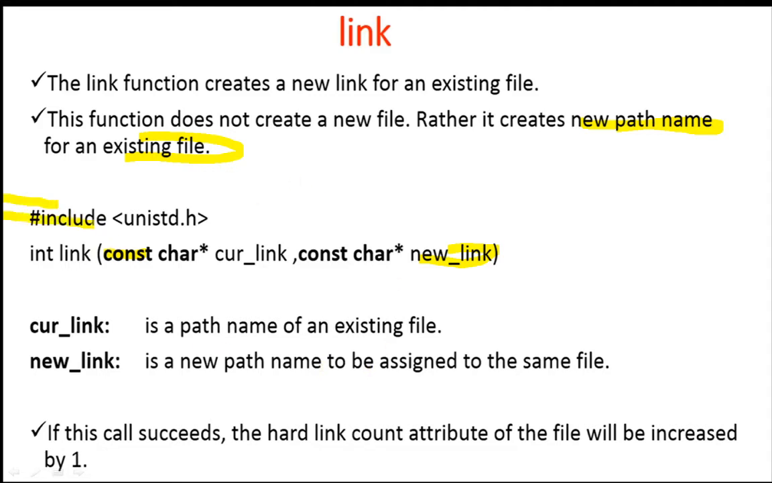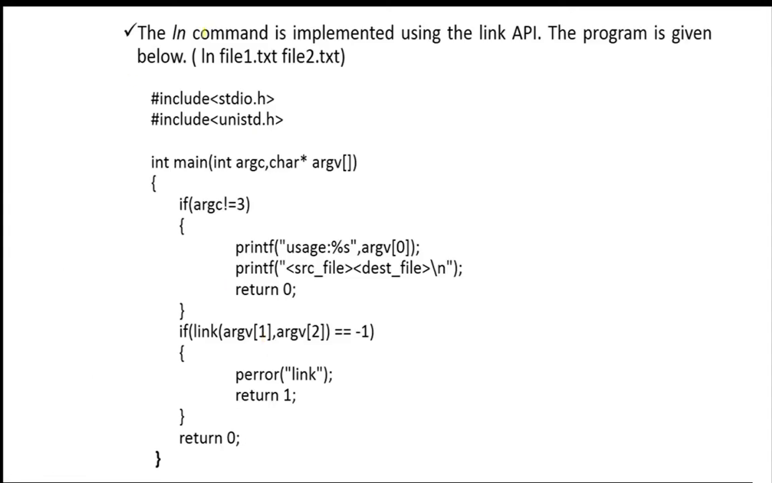And to make use of this system call, you have to include unistd.h. If this call succeeds, the hard link count attribute of the file will be increased by 1. So here the ln command is implemented using the link API. This program is given below. Here we have two files, file1.txt and file2.txt. Let's see that.